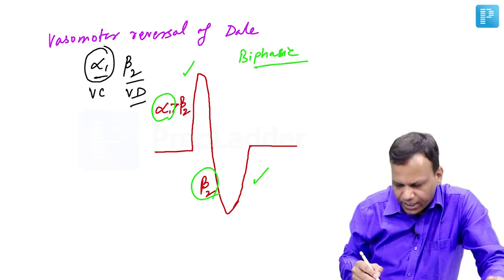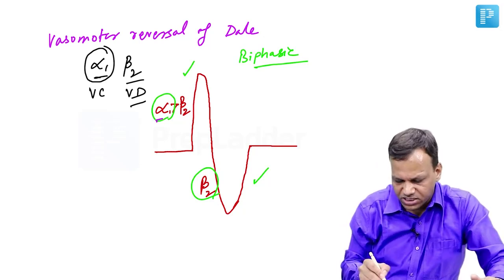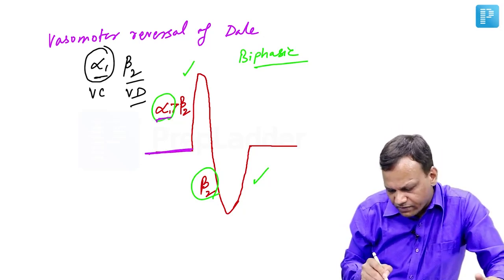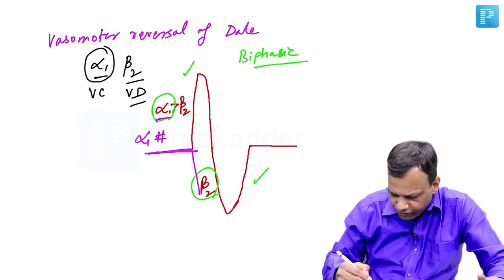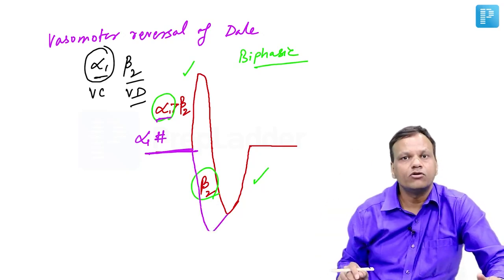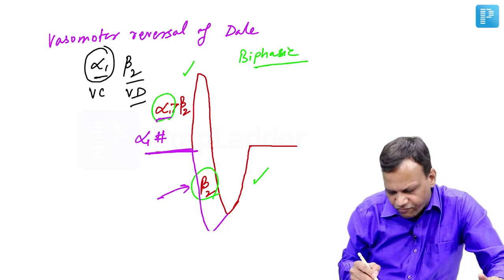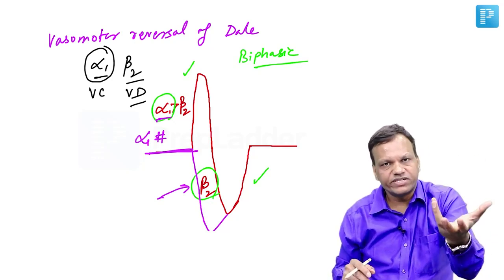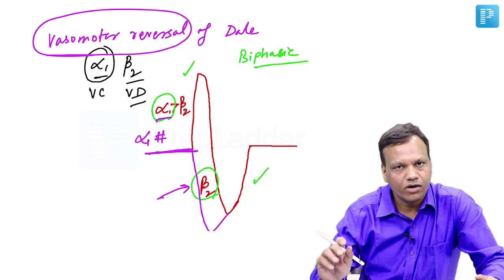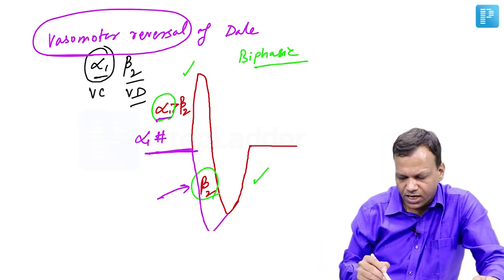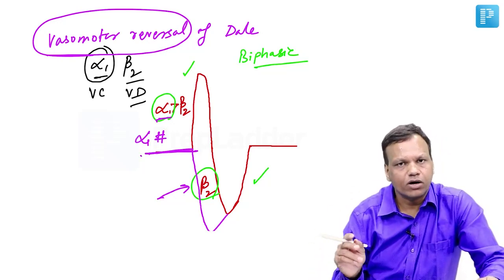But if we give adrenaline with an alpha blocker, what will happen? This alpha 1 effect will not come. So when we give adrenaline here, we have already given the alpha blocker. So there will be only a fall and that will be much more than normal. This exaggerated fall instead of the biphasic response is known as vasomotor reversal of Dale. Okay. So it is seen in a combination of adrenaline and alpha blocker. Okay. So this is about the catecholamines.